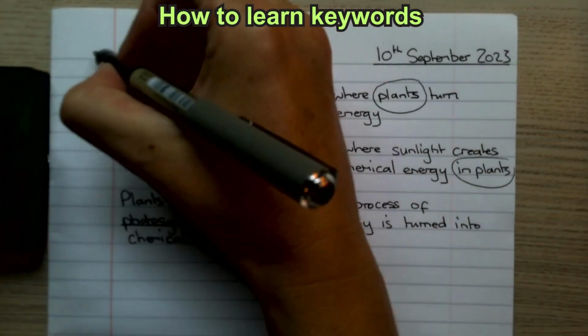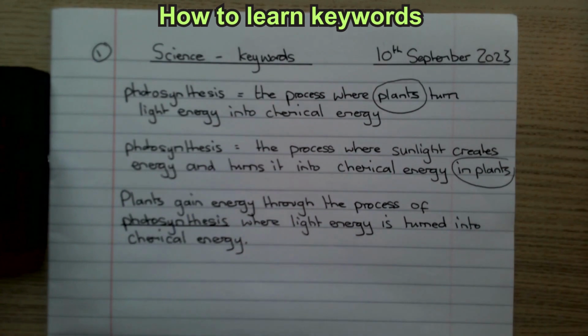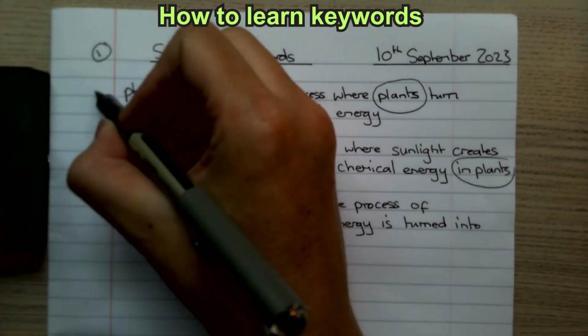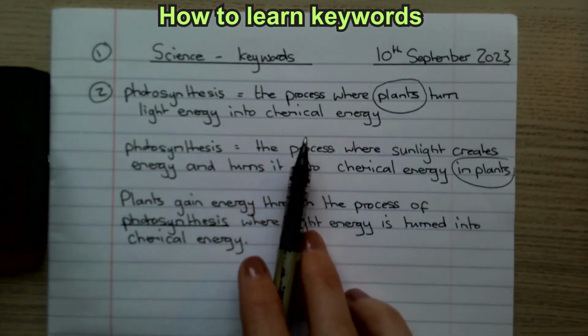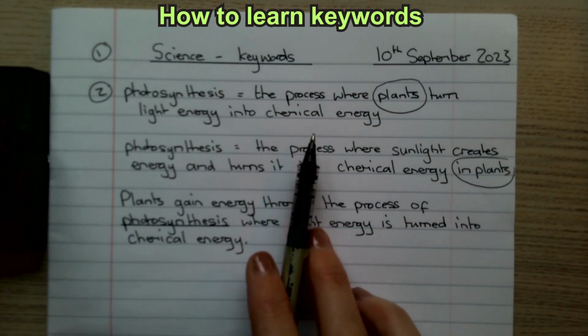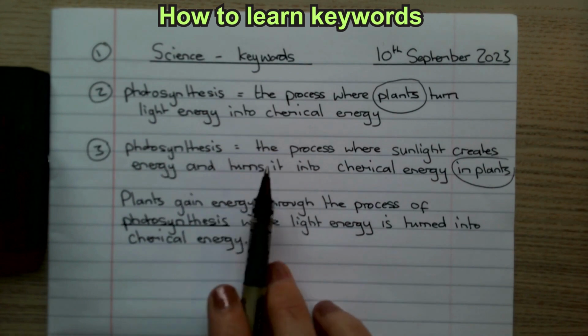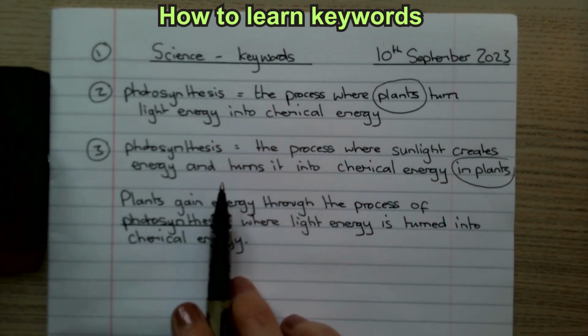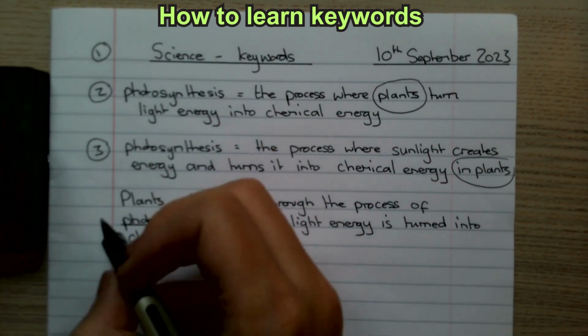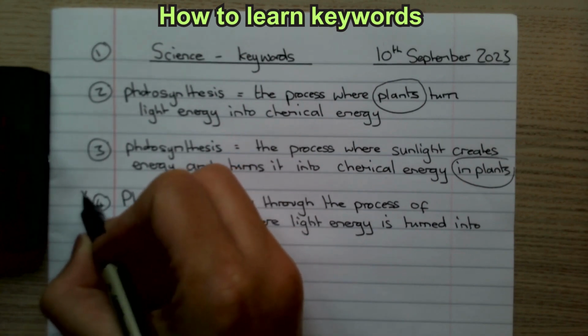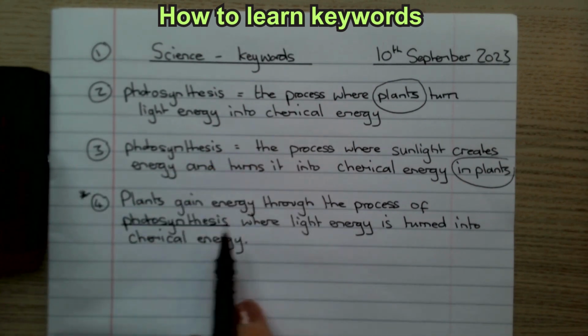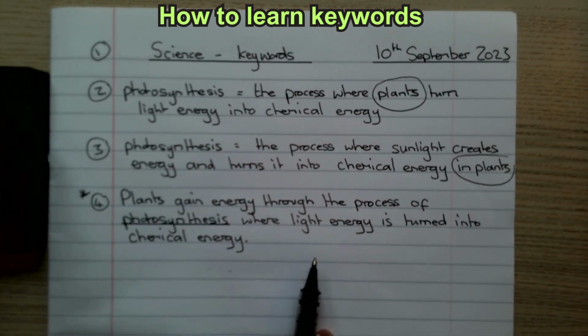Okay, step 1, you write down your title and your date. Step 2, you write out or copy out the actual keyword and the definition. Step 3, you cover it up and try and remember it for yourself and then check it is correct. Step 4 is our sort of challenge step. You turn it into your very own sentence in your own words.